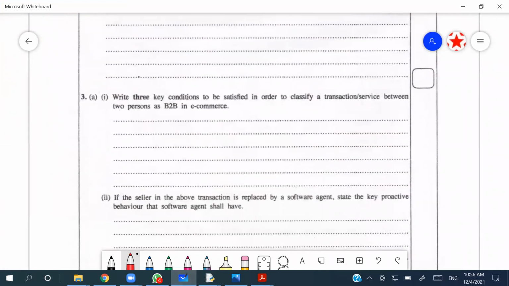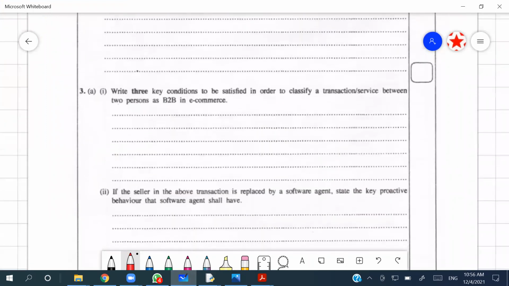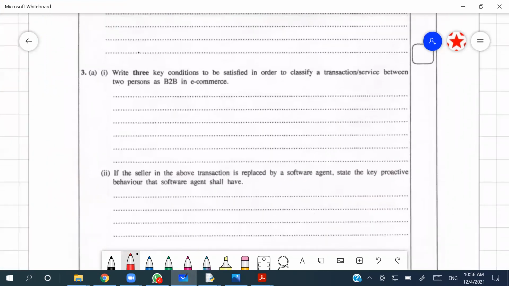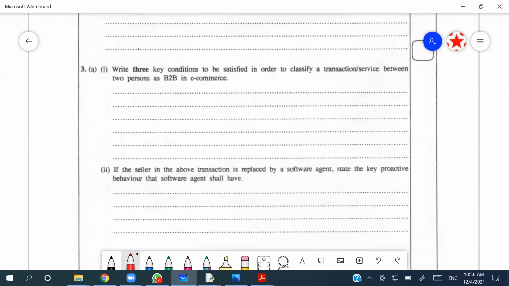It is asking: write 3 key conditions to be satisfied in order to classify a transaction or service between 2 persons as B2B in e-commerce. So the seller should be a business, the buyer should be a business, and the transaction should happen in an electronic manner. Those are the three factors.